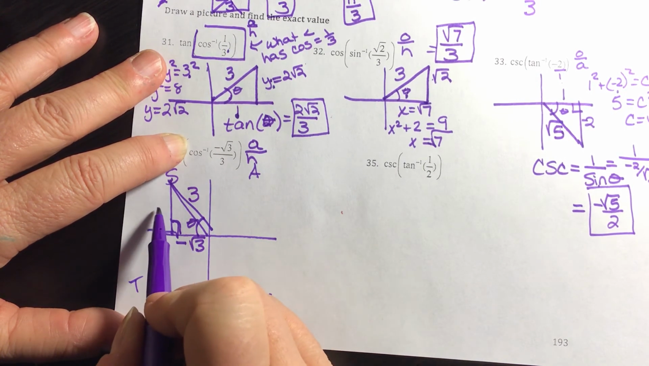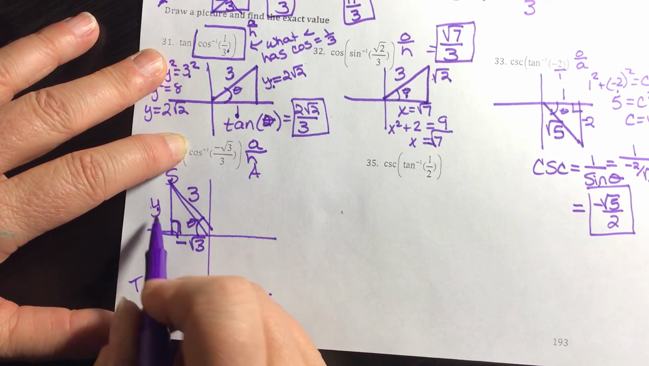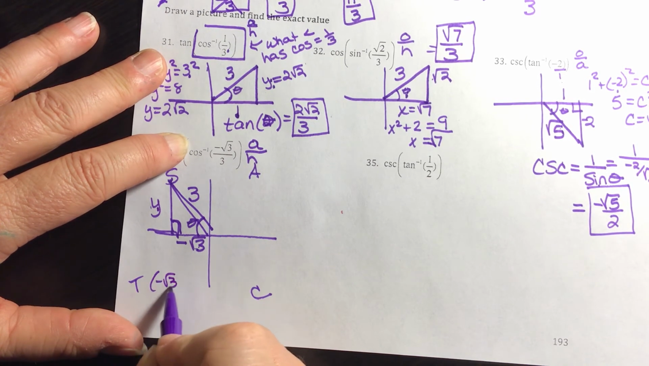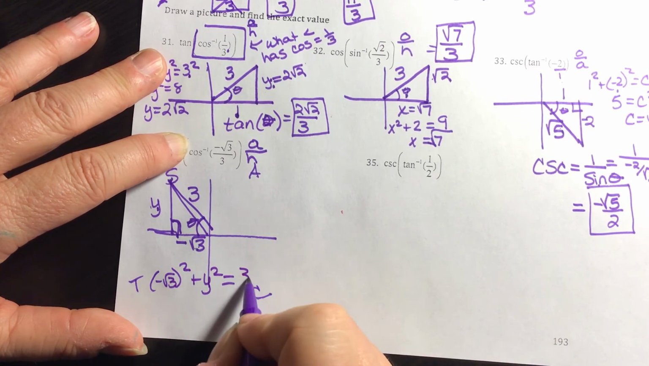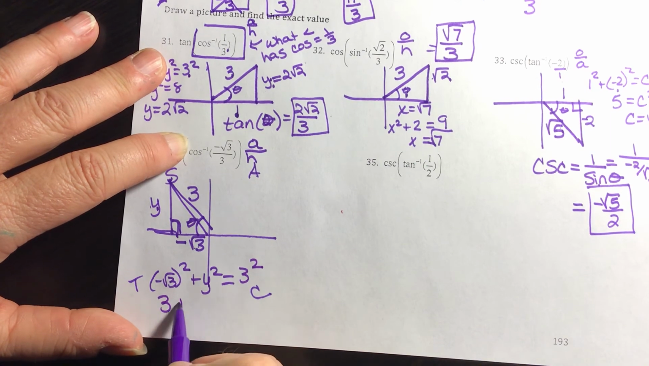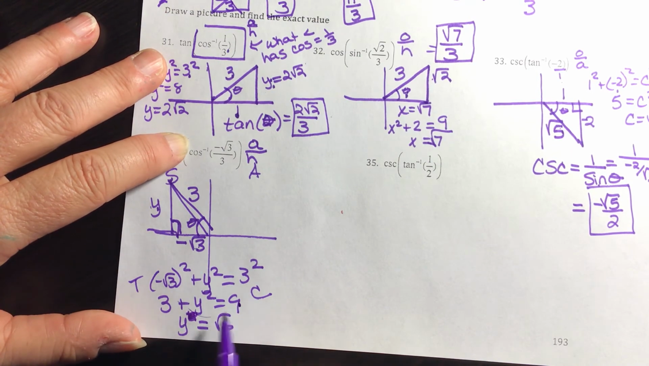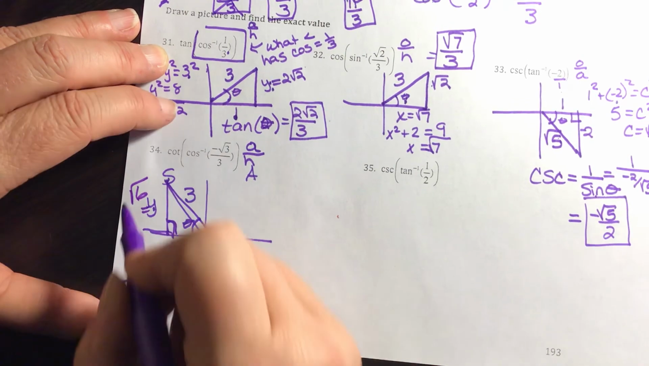And now I need to find this y value. All right, so Pythagorean theorem, negative square root of 3 squared plus y squared is 3 squared. So this is 3 plus y squared is 9. Y squared is 6, or y is the square root of 6. All right, so 9 minus 3 is 6, then take the square root. So this is square root of 6 on this side.